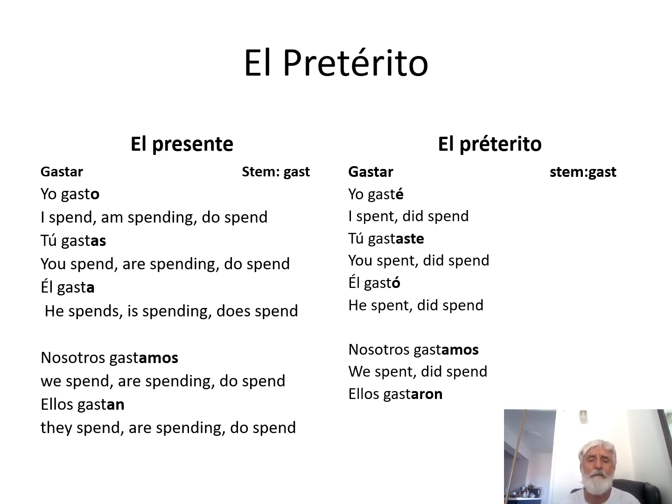So it's the context. Finally, let's look at the ellos form of an AR verb. I get the stem. What ending do I put on? Aron. And what does ellos gastaron mean? They spent, or they did spend.